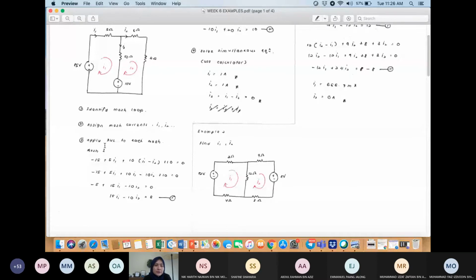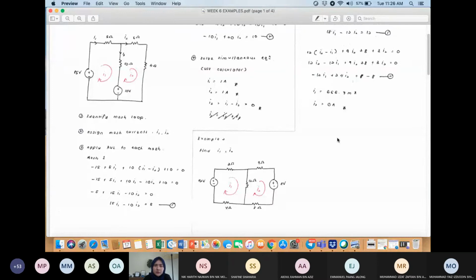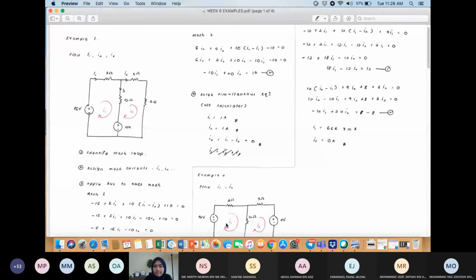Now we go directly to the third step, apply KVL to each mesh. From over here, this is positive, negative, and the I1 direction is like this, so this becomes negative 12. Negative 12 plus 2 multiplied with I1. And here we have a resistor located in between two loops, so the voltage across this resistor will be 12 multiplied with I1 minus I2.